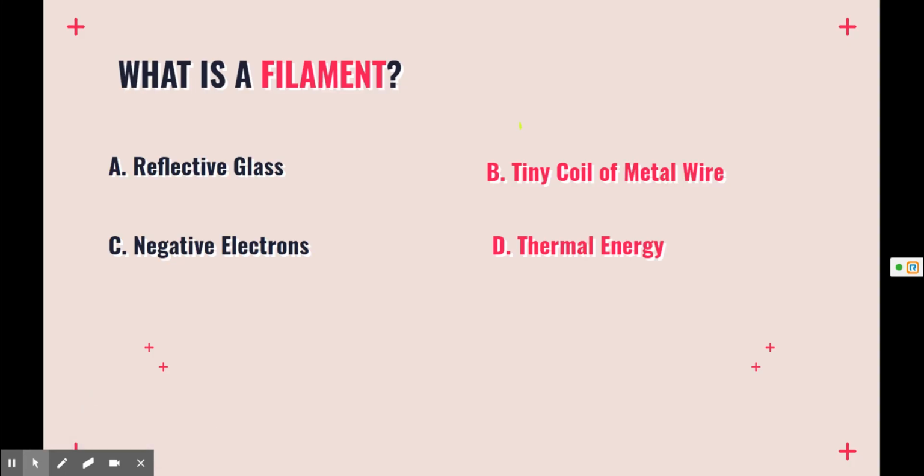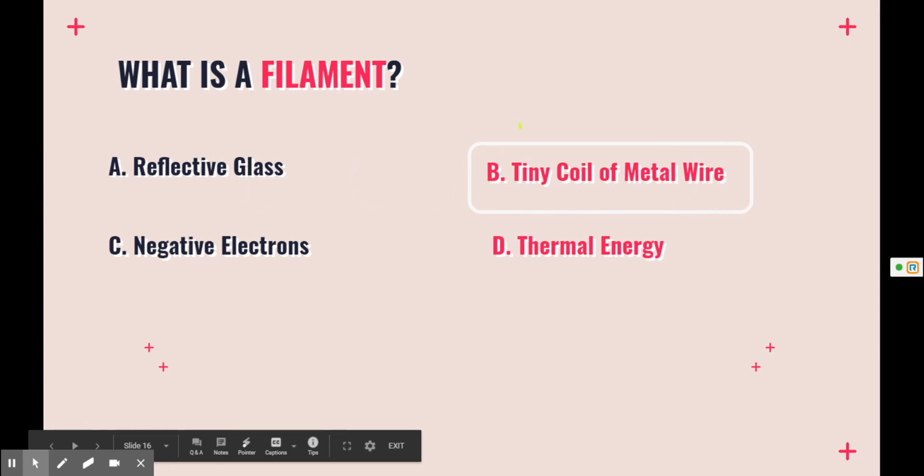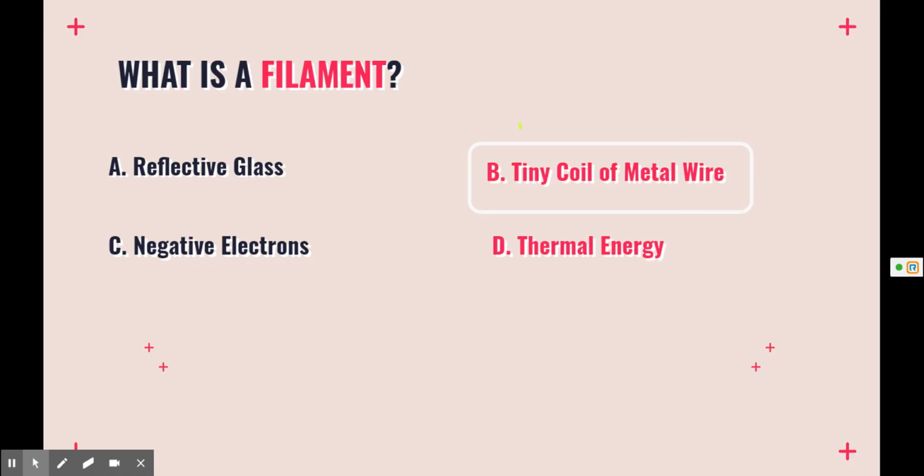Let's try a practice question. What is a filament? A, reflective glass. B, tiny coil of metal wire. C, negative electrons. D, thermal energy. Pause the moment if you want to take some time to think about it before you make your choice. Well, a filament is a tiny coil of metal wire that we find inside a glass bulb as part of our light bulb. The filament is a tiny coil of metal wire.